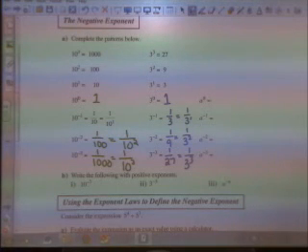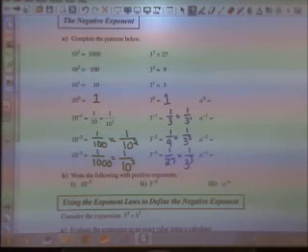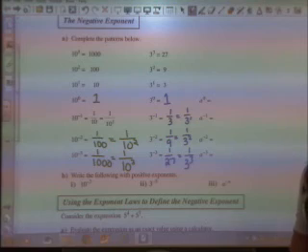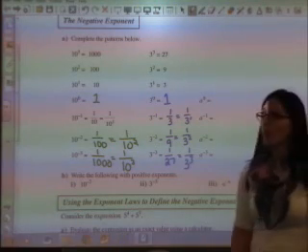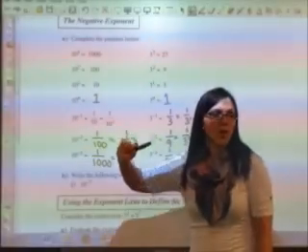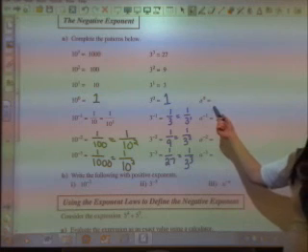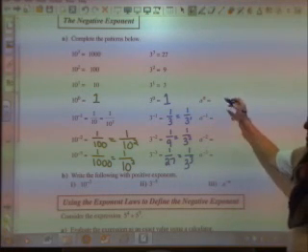So we have 2 columns of patterns. And then we have a column that has variables. So I don't have any numerical value to associate to these. However, in looking at the pattern, if 10 to the power of 0 is 1, and 3 to the power of 0 is 1, a to the power of 0 would be 1 as well.